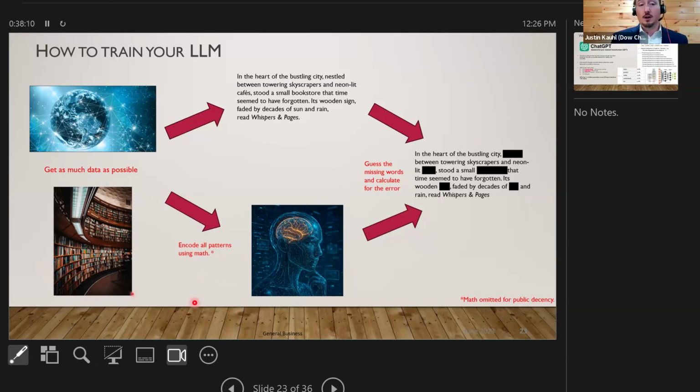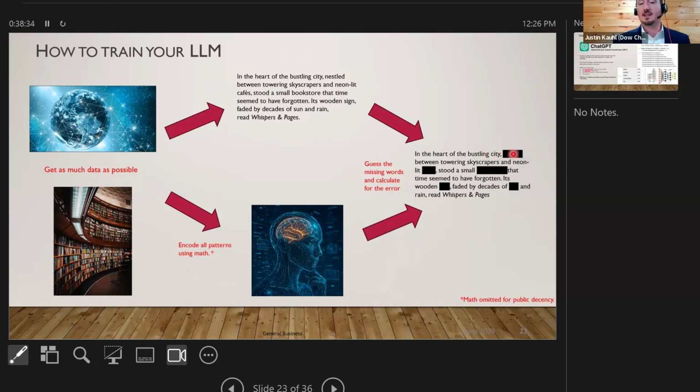So when we do that, we encode all of that as math, and then we take maybe a sample bit of text and we blank out some of it. And we say, okay, guess the missing words, and then calculate the error that you had. So we have the ground truth. We have the test that we give the newly formed AI. We say, okay, fill in these, and it'll fill it in to the best of its ability, and then we'll show it the answer and say, okay, check your own work.